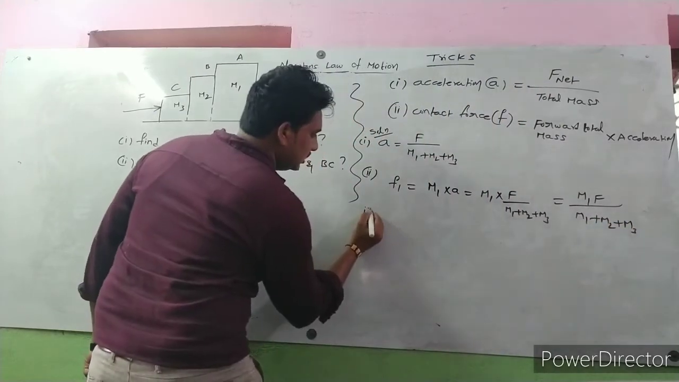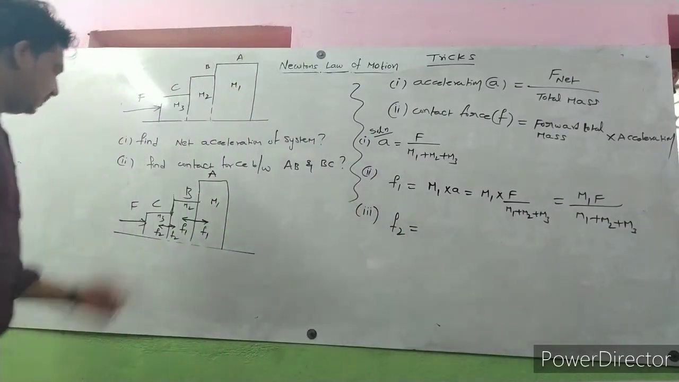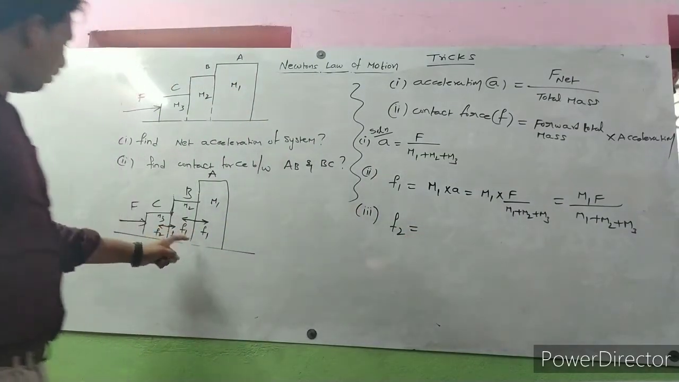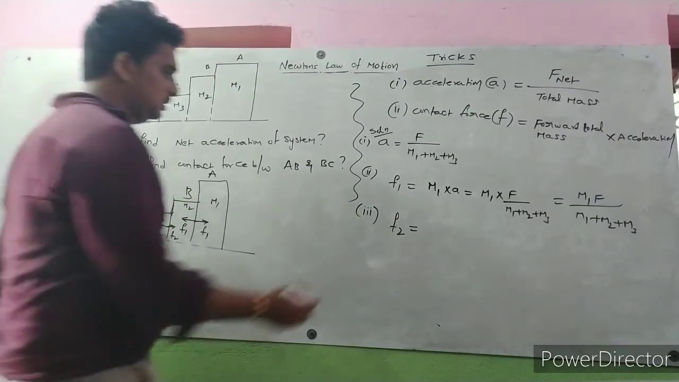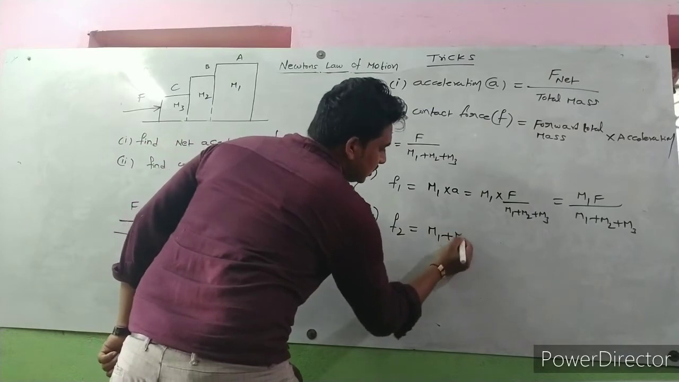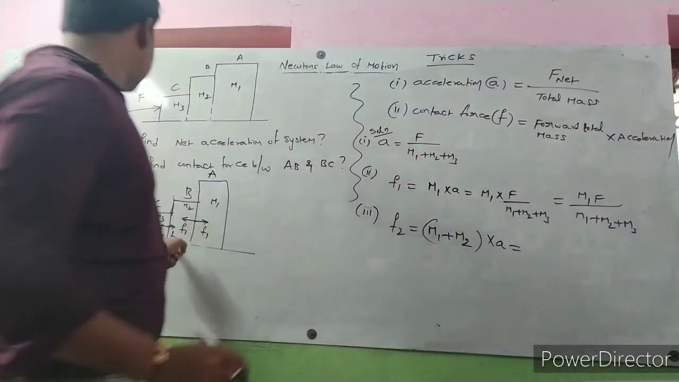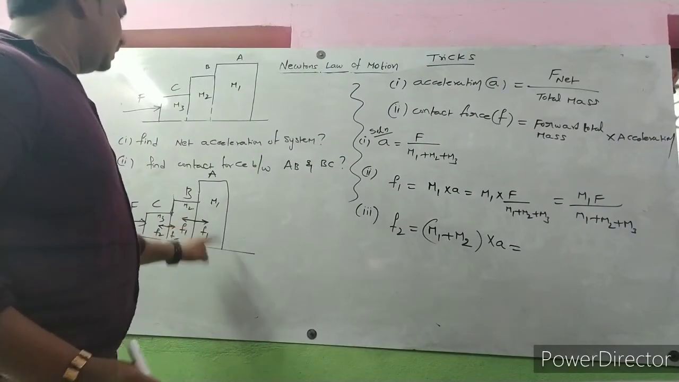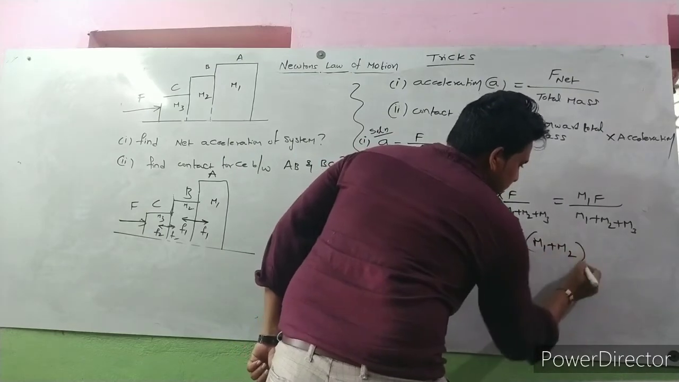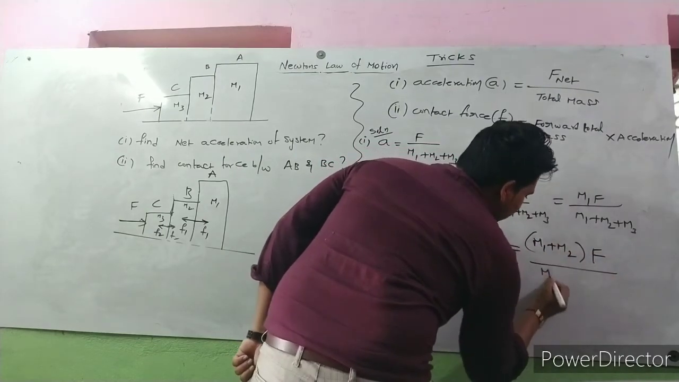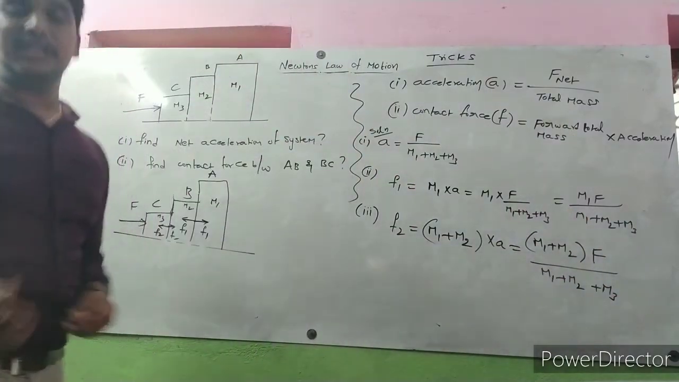How do we get F2? F2 is equal to the forward mass, which means M1 plus M2, into A. That means M1 plus M2 into F by M1 plus M2 plus M3. So this is the solution of this question.